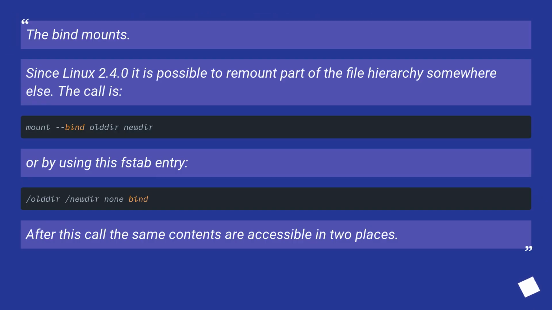The bind mounts. Since Linux 2.4.0, it is possible to remount part of the file hierarchy somewhere else. The call is, or by using this fstab entry. After this call, the same contents are accessible in two places.